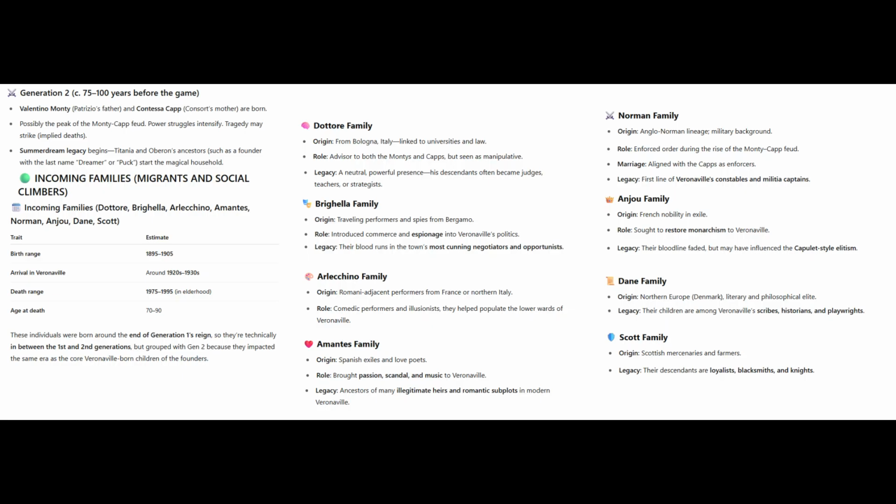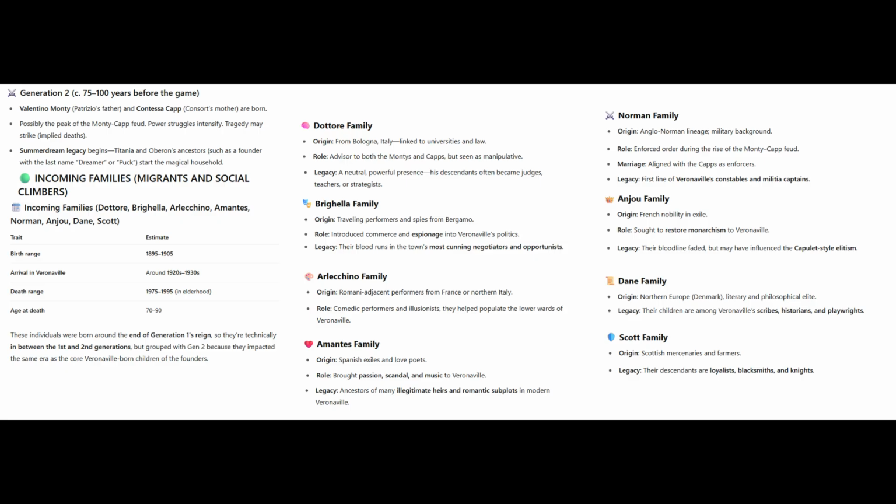So technically, these individuals were born around the end of Generation 1's reign. They're technically in between the first and second generations, but they're kind of grouped in with Generation 2 because they impacted the same area or the same era as the core Veronaville-born children of the founders.